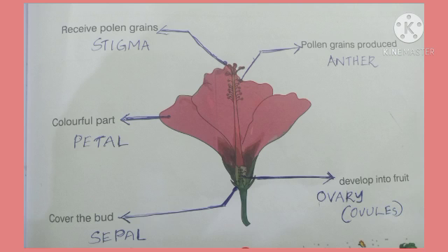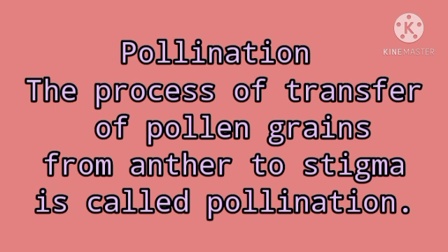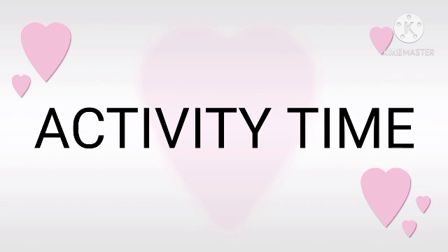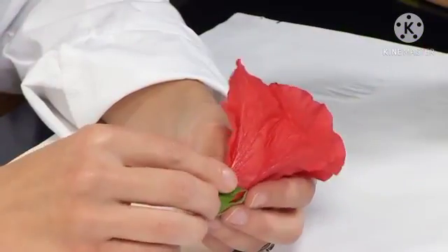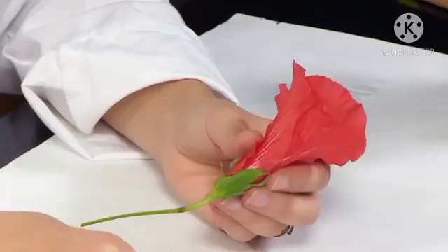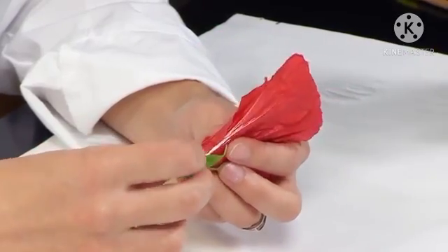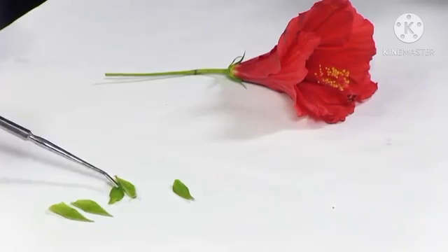So now let's revise. Today we learned about the parts of a flower: stigma, anther, petal, sepal, ovary. Then pollination. The process of transfer of pollen grains from anther to stigma is called pollination. Activity time. Children, take a flower, separate its parts and stick the parts on a paper. Recognize the parts and write the names of each part.